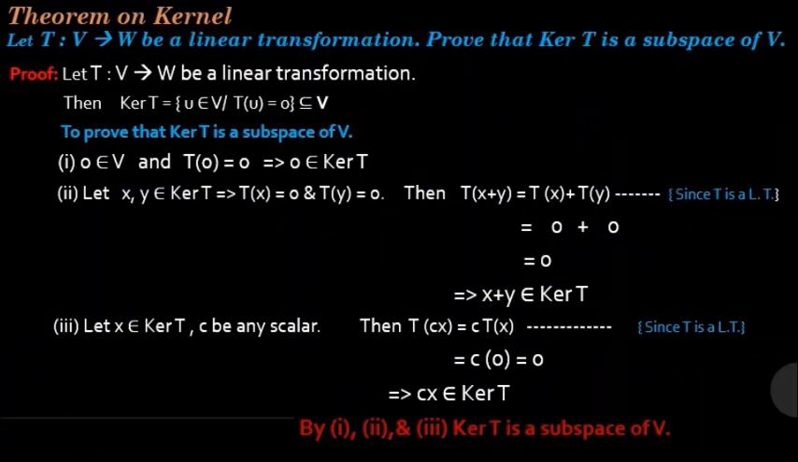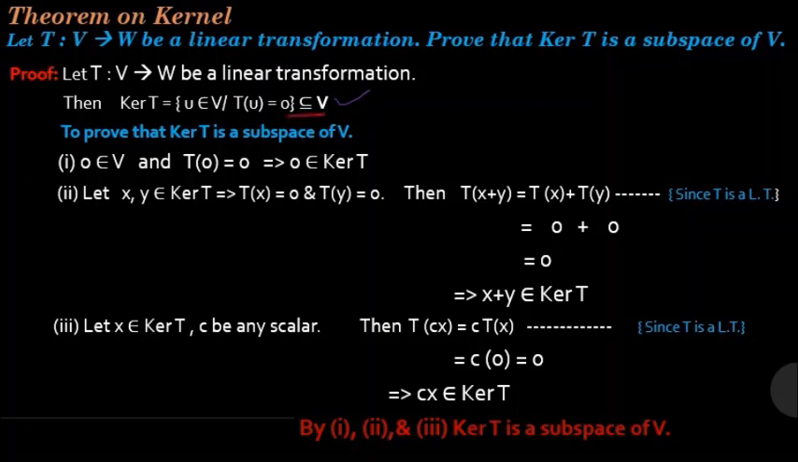Now let us prove a theorem on kernel. That is, let T from V to W be a linear transformation, then prove that kernel T is a subspace of V. So let us go for the proof. It is given: let T from V to W be a linear transformation and take the kernel. What is the kernel definition? Kernel T is equal to the set containing U belonging to V such that T of U is equal to 0. And as we mentioned before, this kernel will be a subset of V.